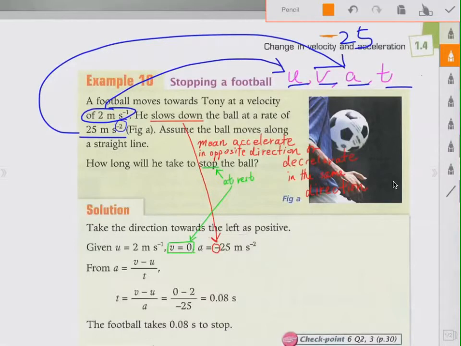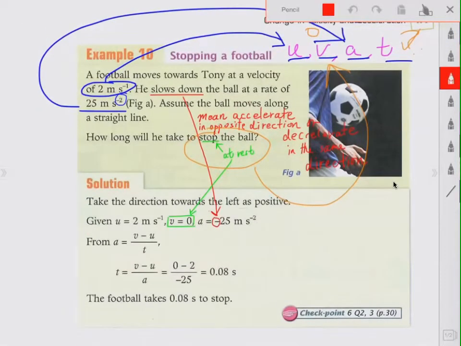Then, assuming the ball moves along a straight line, you are asked to find how long it takes to stop the ball. Stopping the ball means it is at rest, so the final velocity is 0. So v is 0, and you are asked to find the time. You can do it with the acceleration formula, and you get the result.